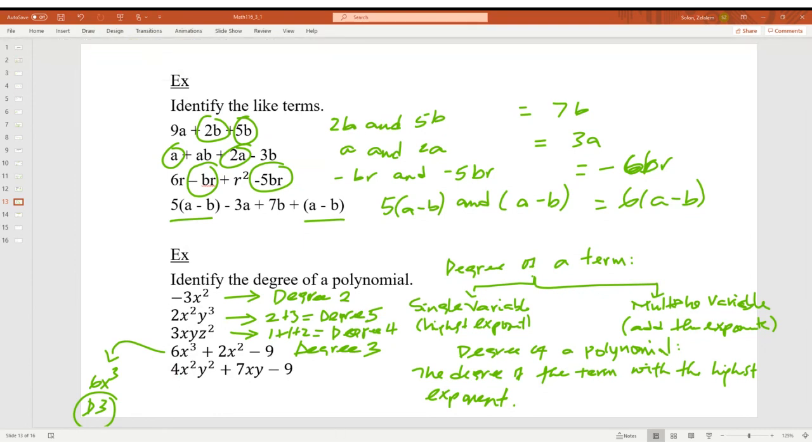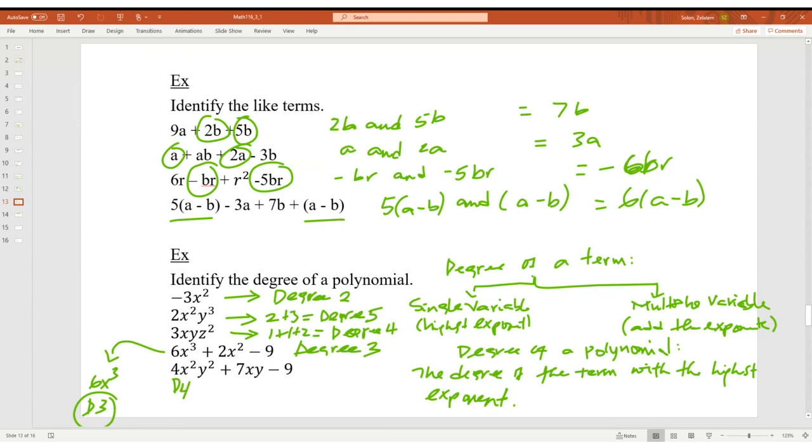Yes. Yes, Norman. Yes, Abby. That's correct. Excellent. Yes, Deborah. Yeah, so we add the exponents of the first term, x squared and y squared. We got degree 4. That is the degree of the polynomial. So this is degree 4 because we have x squared and y squared.